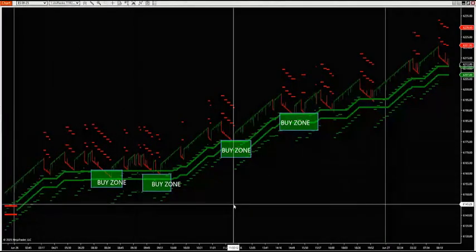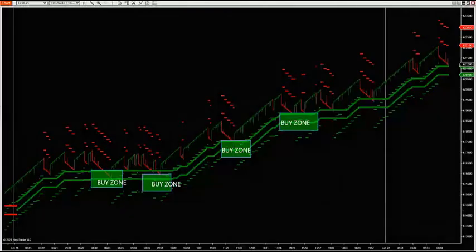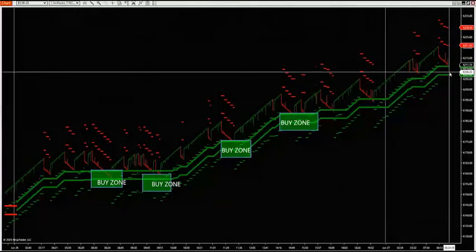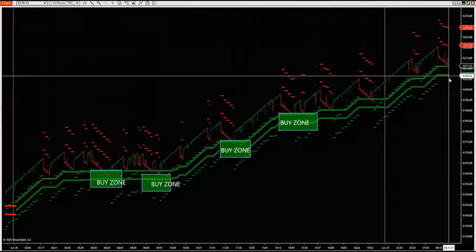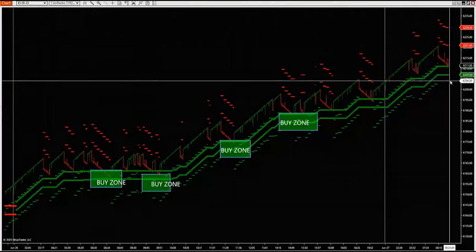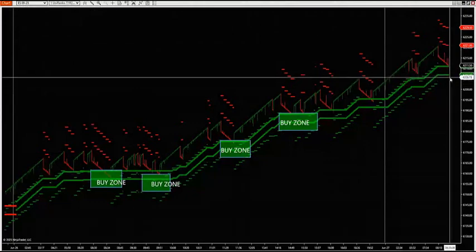We have had no sell setups on this chart, and it's coming into a buy zone right now as we speak. We're getting into a buy zone right now. We need a reversal candle, and we're going to get a buy setup on this chart as we speak right now.